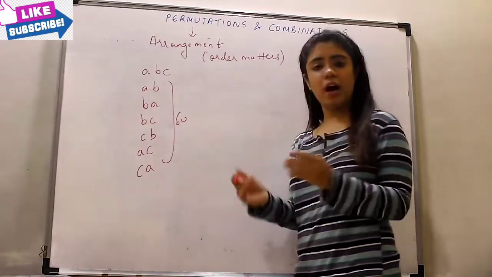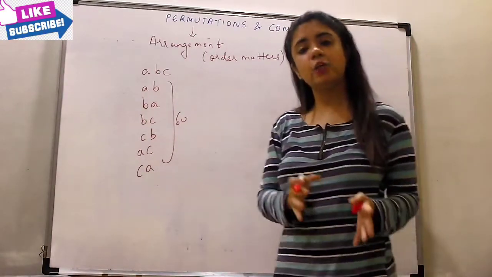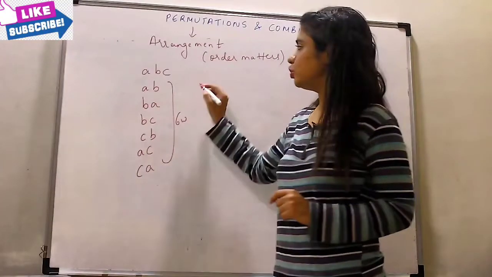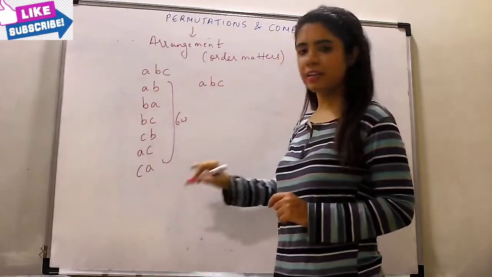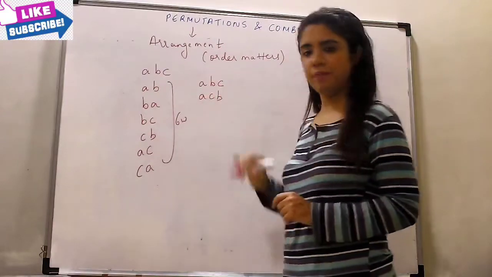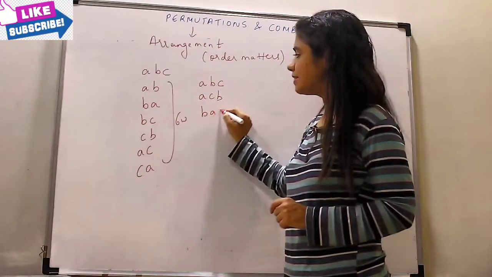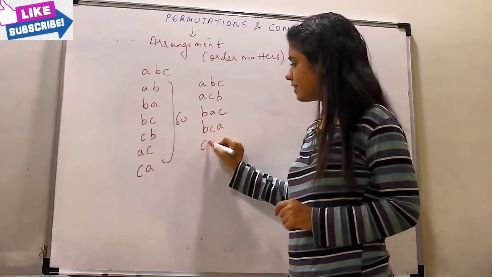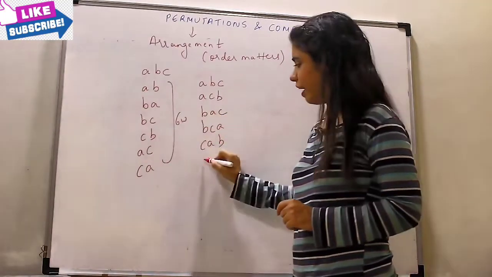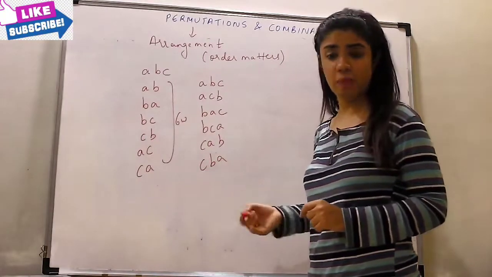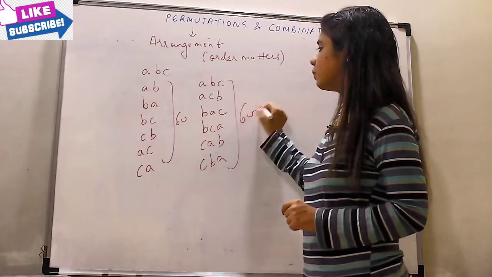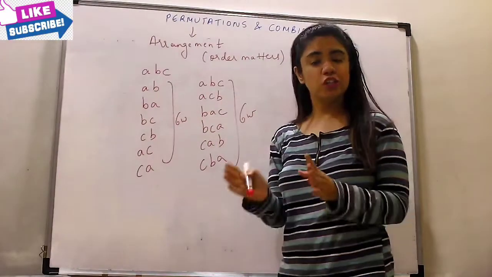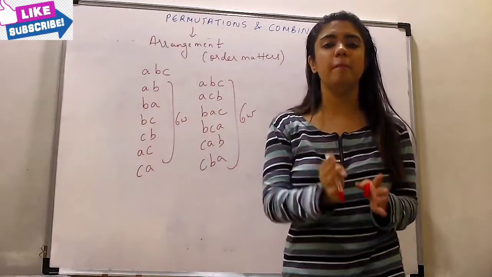Again, if I tell you I had 3 subjects and I had to arrange all 3, in how many ways can you arrange all 3? You can have ABC, ACB, BAC, BCA, CAB, then CBA. So there are how many ways? There are 6 ways again. There you had only one way. Here you have 6 ways. So here, in arrangement, order matters.